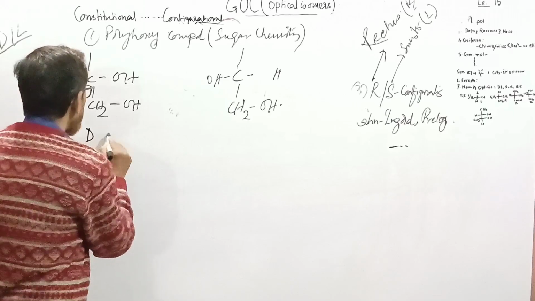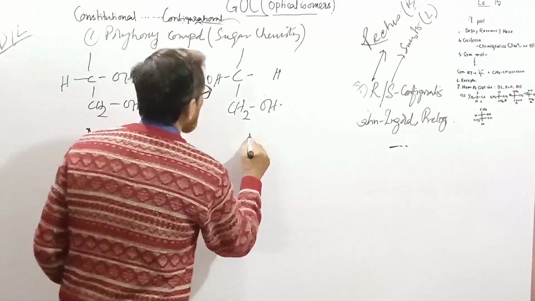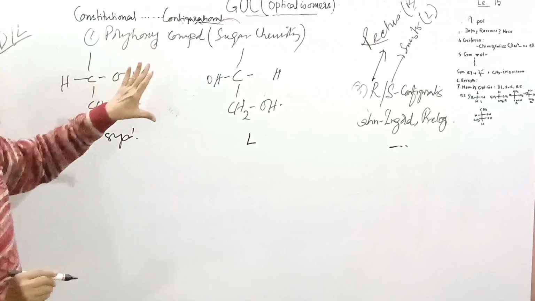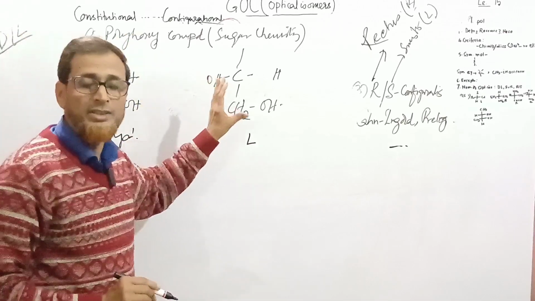This is called the D system and this is called the L system. And how has it come about? It is a relative system. It is not absolute. The system is relative.